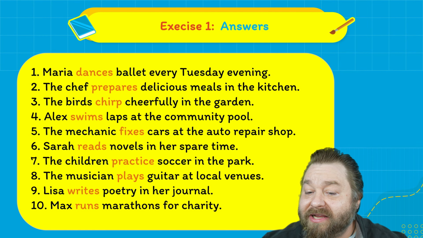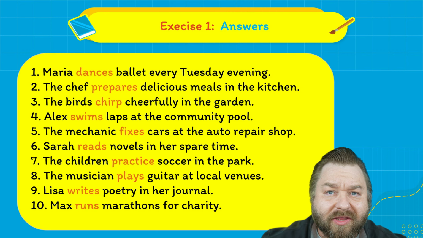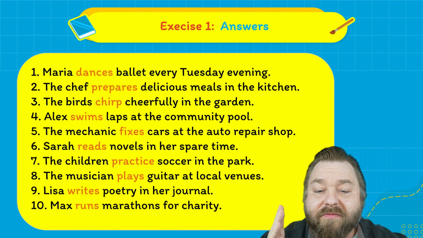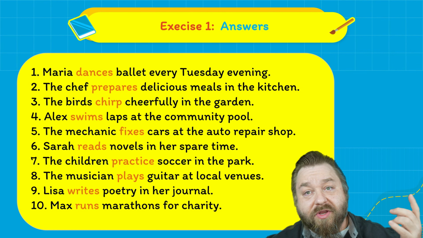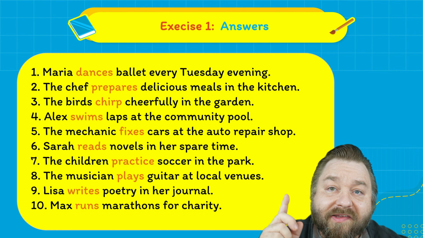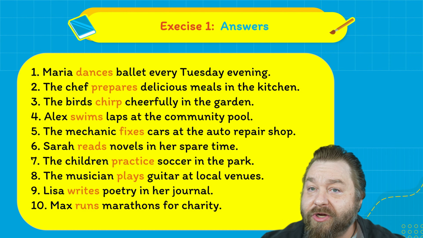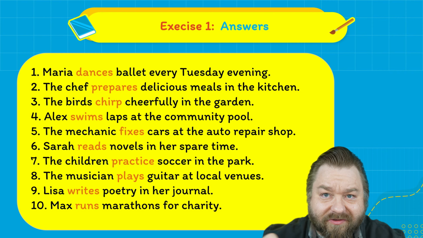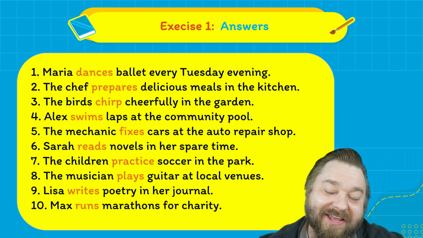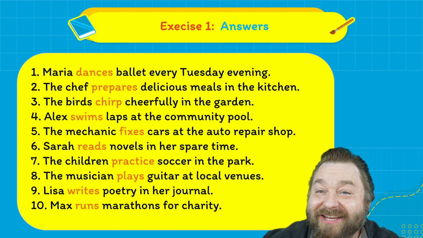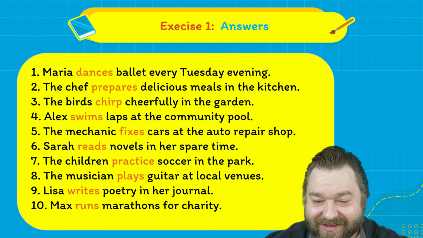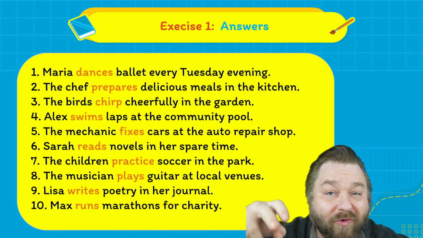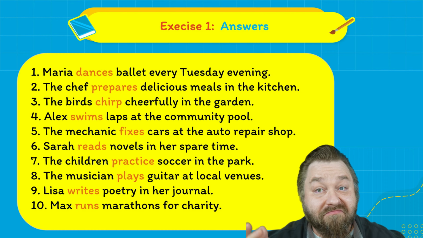The children practice soccer. They're running around. They're kicking the ball. The musician plays the guitar. You can see them do it. You can hear it. Lisa writes poetry in her journal. Well, I guess that's what a pencil would sound like. But she's writing. You can see her do it. You can hear the pencil. And number 10, Max runs marathons for charity. Yeah, Max is running.